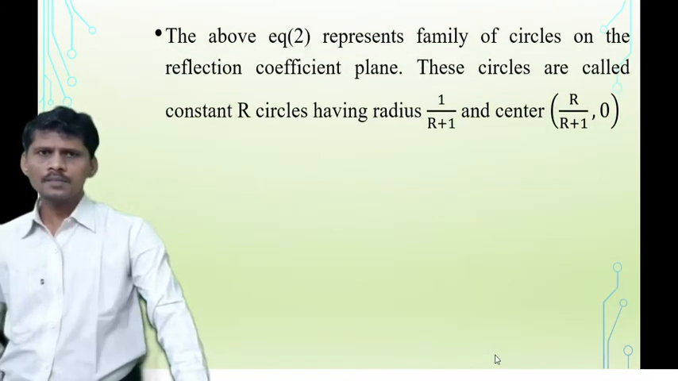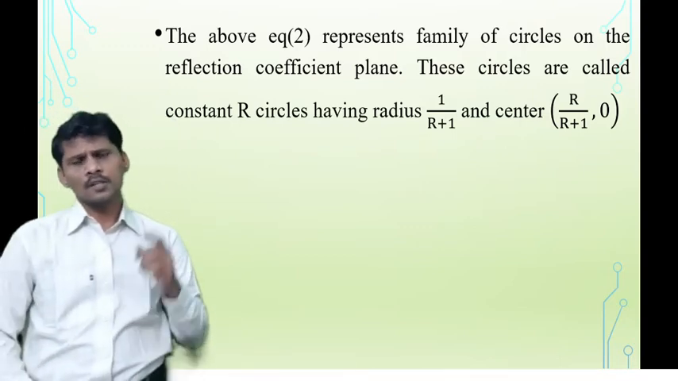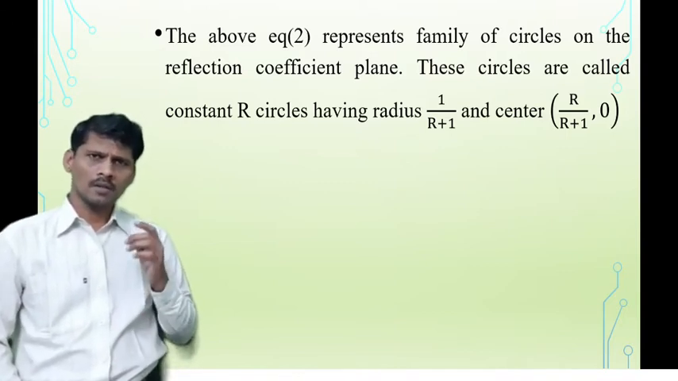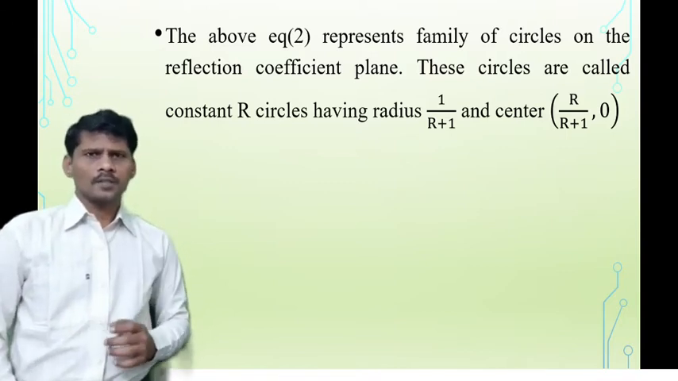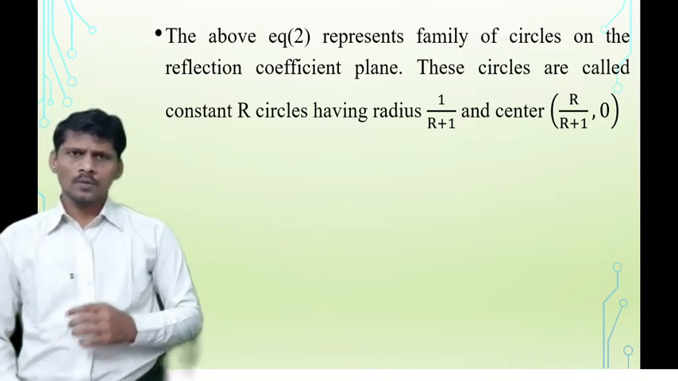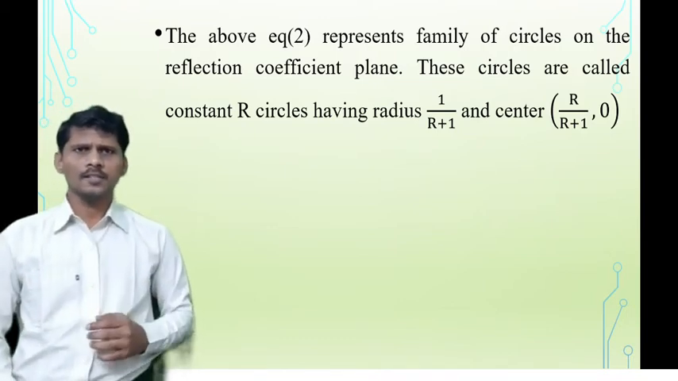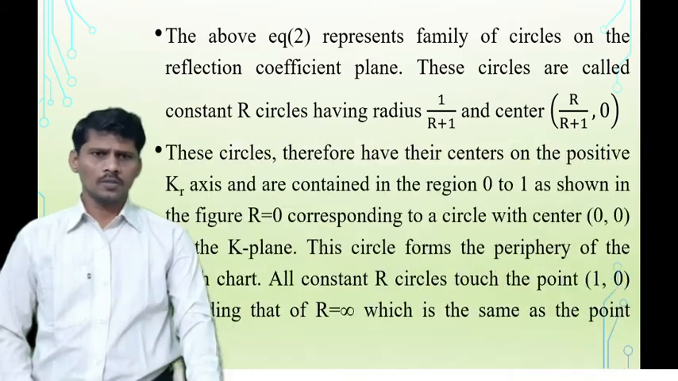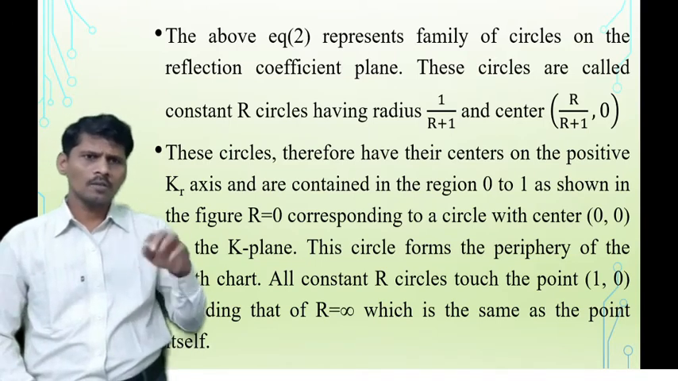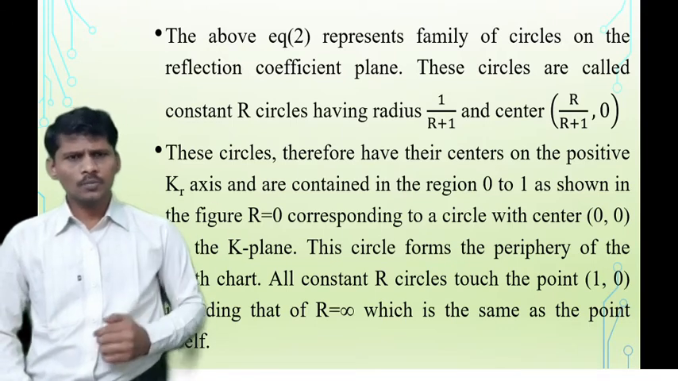The above equation represents the family of constant R circles on the reflection coefficient plane. That equation has the radius 1 by R plus 1 and the center is R by R plus 1, 0. All the constant R circles touch the point 1, 0, including the R is equal to infinity circle.